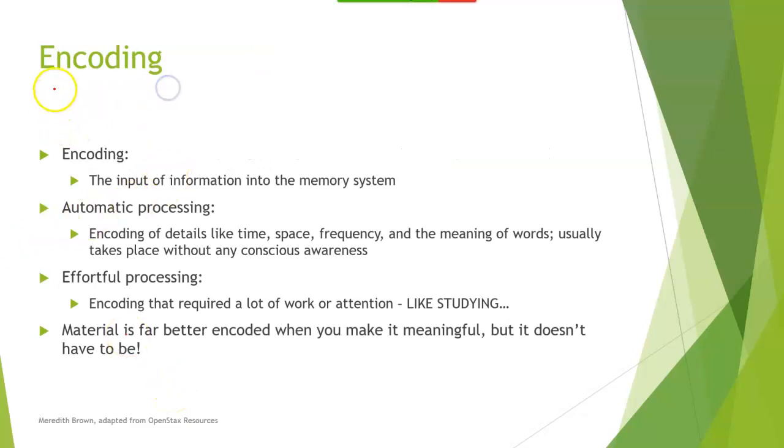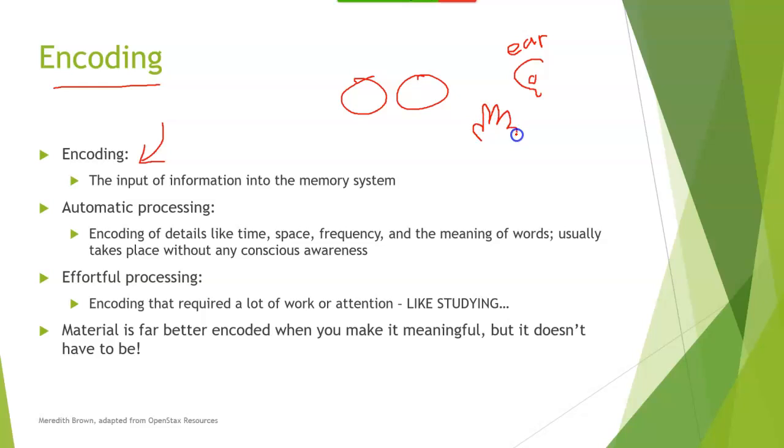First, encoding. Encoding is the input of information into the memory system. So this is the input. This is right when we see it, right when we hear it. That's supposed to be an ear. Right when we touch it. That kind of looks like a hand. So basically it's when we sense things, when it happens, we are encoding that. I'm ignoring the fact that I can't draw at all.